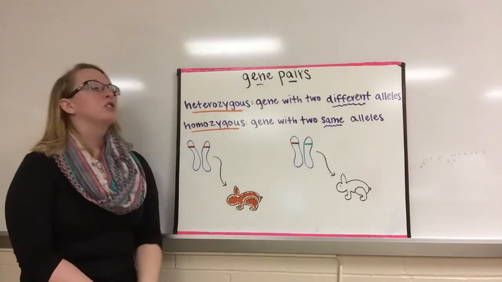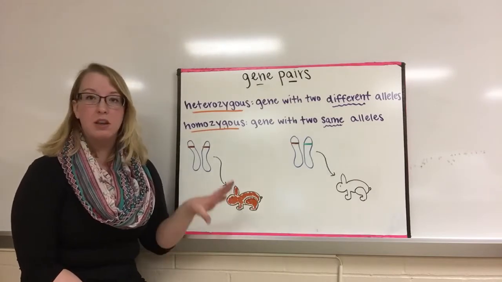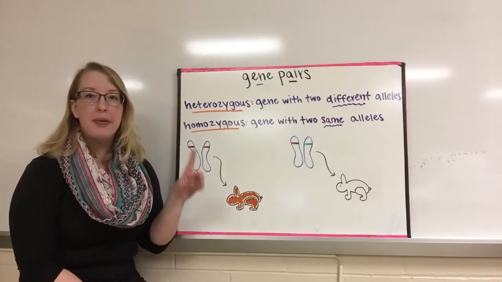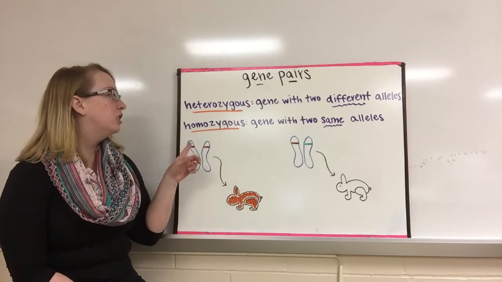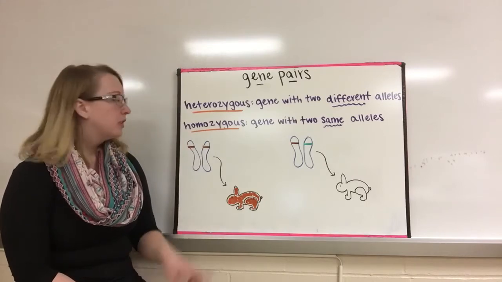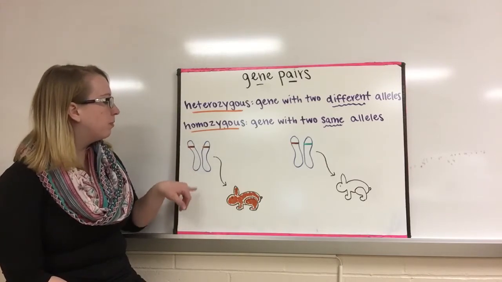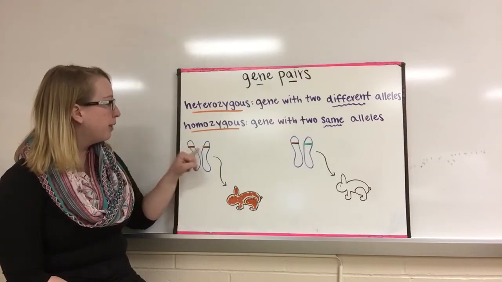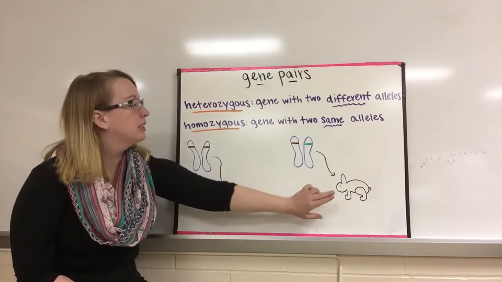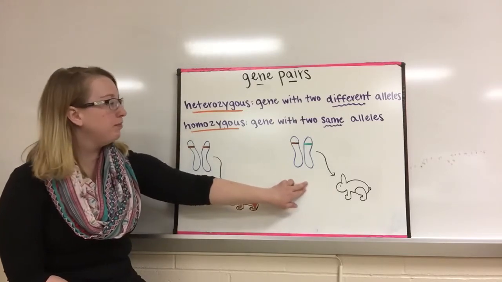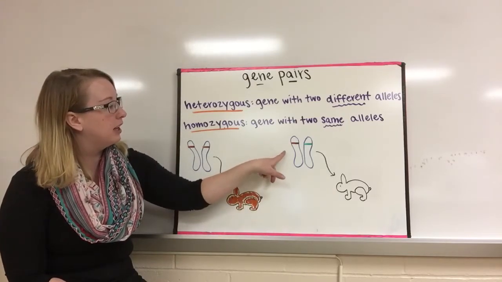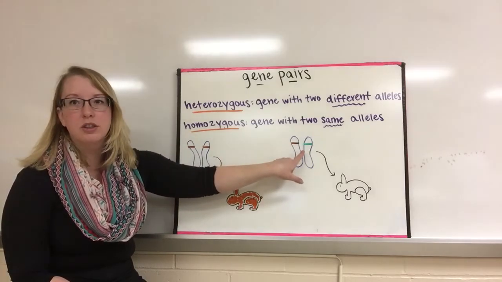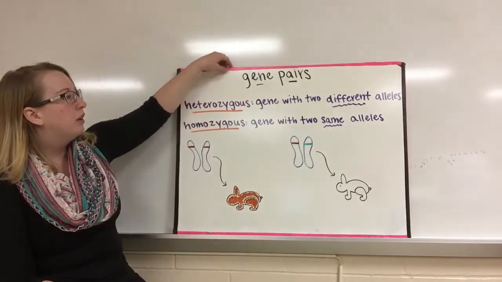So back to gene pairs. Gene pairs can come in two different forms. There are heterozygous pairs, which are genes with two different alleles, and homozygous pairs, which are genes with two of the same allele. So over here, you may see a rabbit with brown fur. His alleles are both brown. And then over here is a rabbit with white fur, and you see there is a brown and then that green allele, which codes for the white fur.